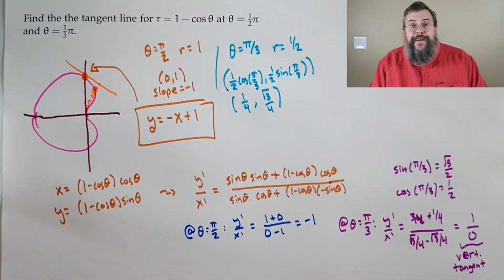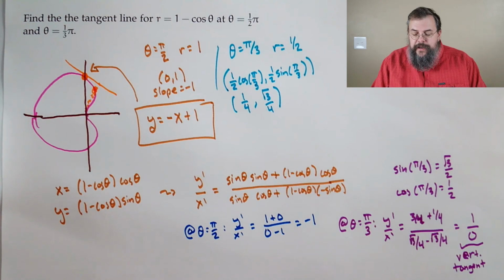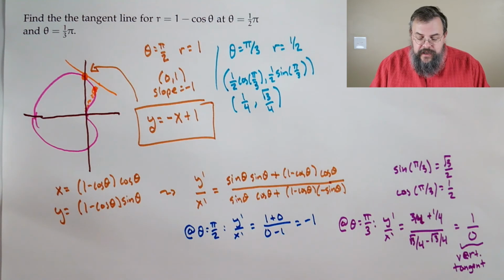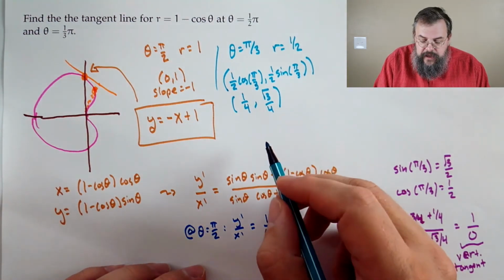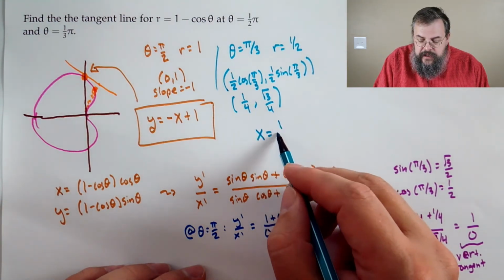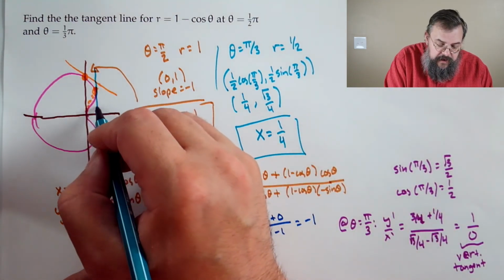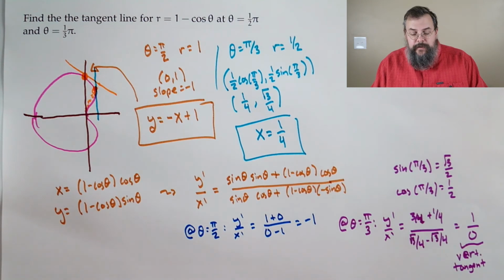All right. And finally, we say, but look, it's a vertical tangent line, which means it's x equals something, because that's what a vertical tangent line looks like. It's just x equals something. There's no y change. So we read off our x value, and therefore our answer is x equals 1/4, straight up and down. All right, and there we go. Those are our tangent lines.